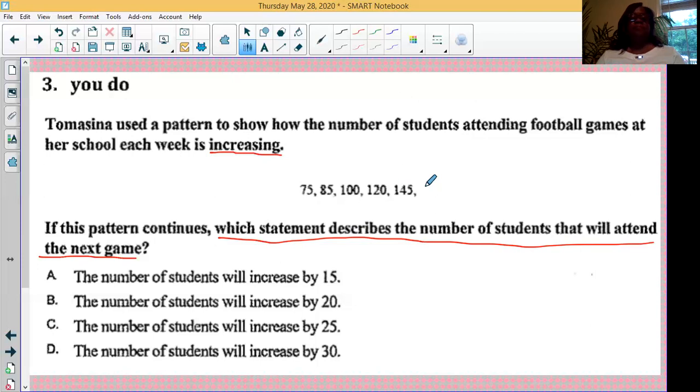Okay. It says if the pattern continues, which statement would describe the number of students that will attend the next game. Okay. All right. So once you get your answer, please make sure you put it in your Kahoots and make sure you take it very seriously. And remember, you're getting what's going to be at the end. Okay. Increase by what? So go ahead and get your Kahoots done.